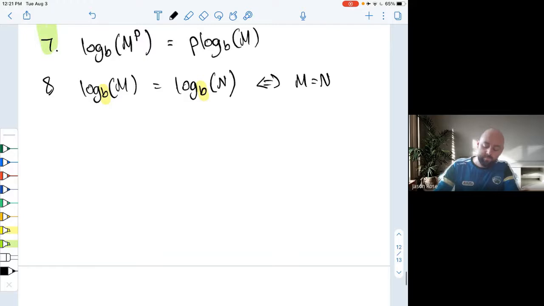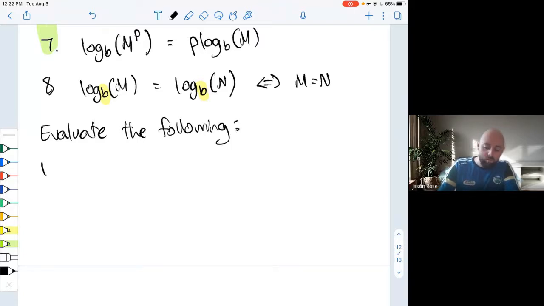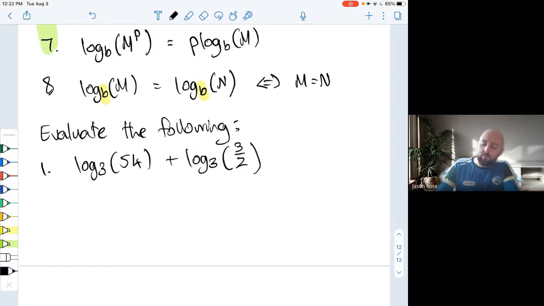Okay, so let's use some of these laws that we just covered to evaluate the following. Number 1: log to the base 3 of 54 plus log to the base 3 of 3 over 2.